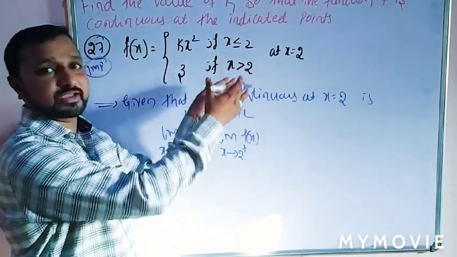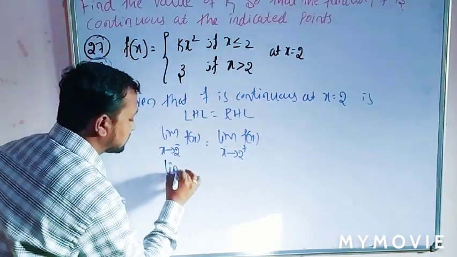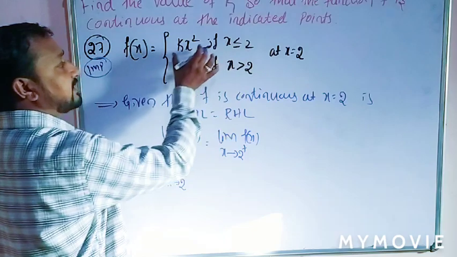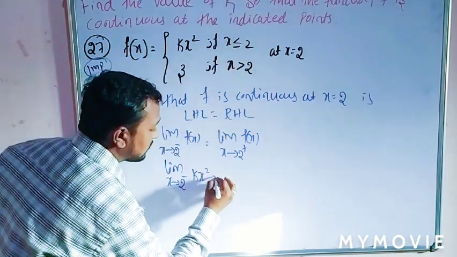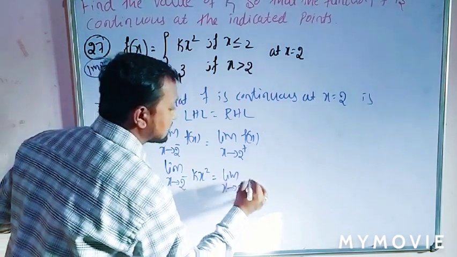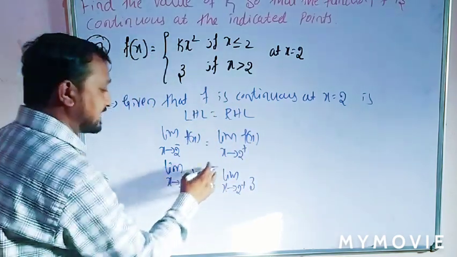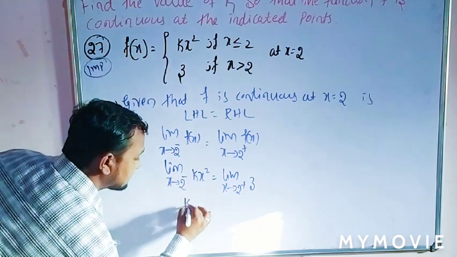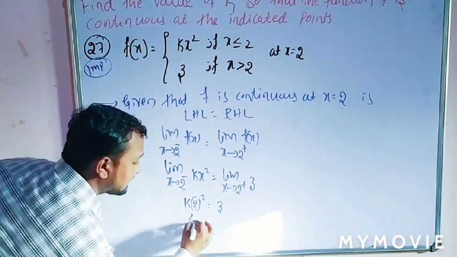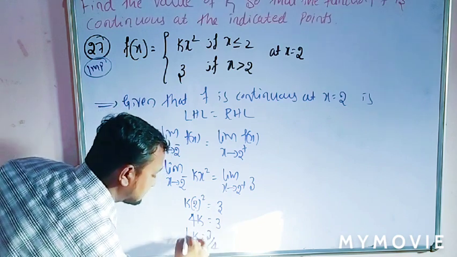So already given that the function should be continuous is nothing but LHL equal to RHL. What is your LHL corresponding to this limit? Limit of x tends to 2 minus, what is your f of x? This is your LHL part, that is kx square. K into x square is equal to what is your RHL part? Limit of x tends to 2 plus, that is 3. RHL should be 3. Okay. So here apply the limit as x tends to 2: k into 2 square is equal to 3. So 2 square is 4, that is 4k equal to 3. So k is equal to 3 divided by 4 is the answer.